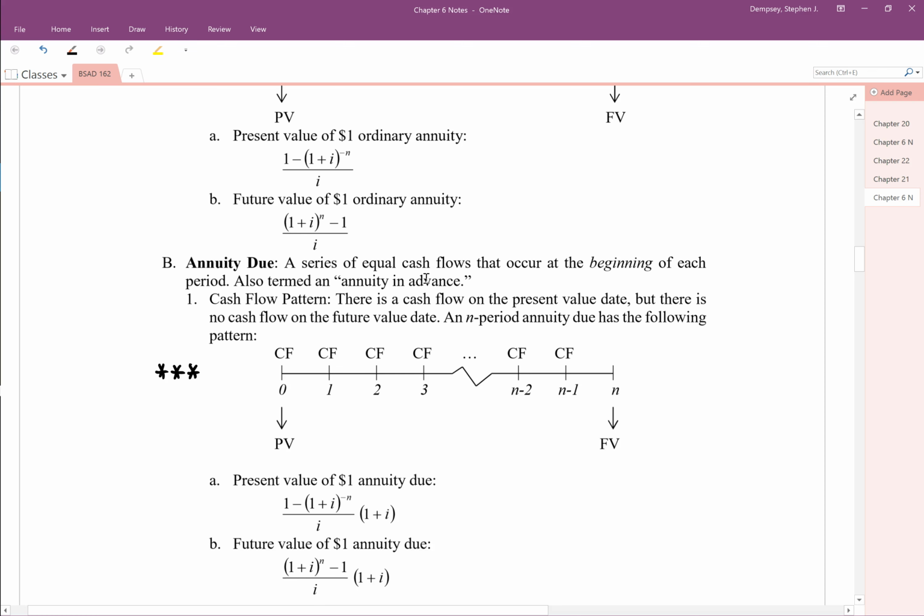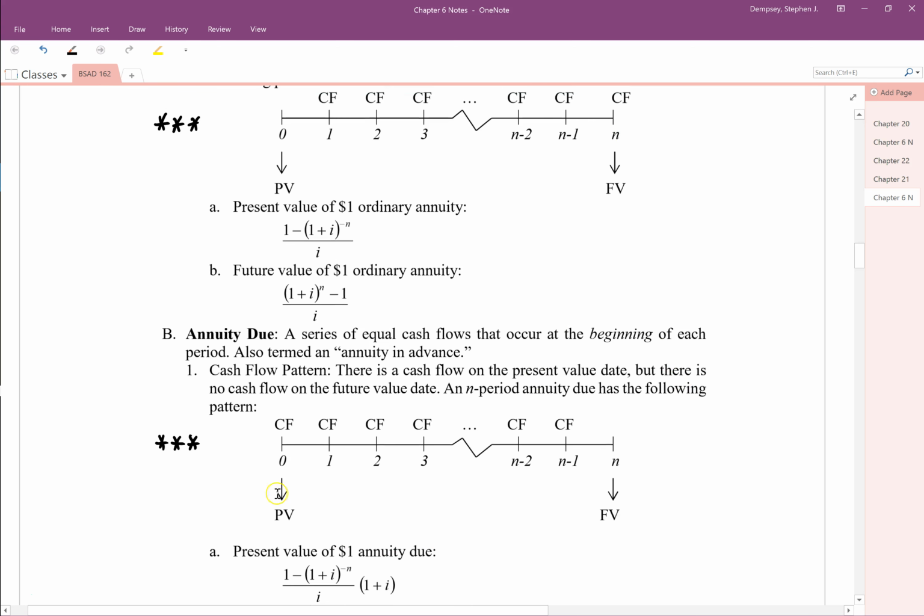Whereas an annuity due is defined as a series of equal cash flows that occur at the beginning of each period. So this cash flow occurs at the beginning of period 1, this at the beginning of period 2, and so forth. And if you notice, this cash flow profile is the same one as this up here, except it's shifted backwards one period. So if we just pulled it back, it would look like this.